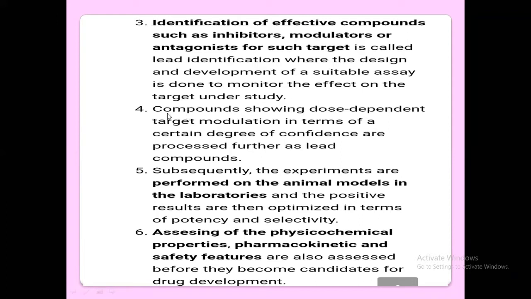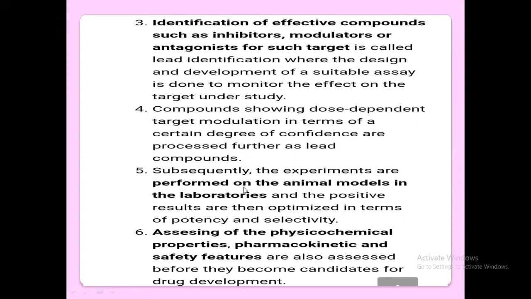Then the fourth step is compounds showing dose-dependent target modulation in terms of a certain degree of confidence are processed further as lead compounds. So you have to see the dose dependency of the target. How much dose you have to give this lead compound. Because if you give less dose, that lead compound will not effectively attack that target, then the disease will not be cured. So the dose dependent targeting is very, very important.